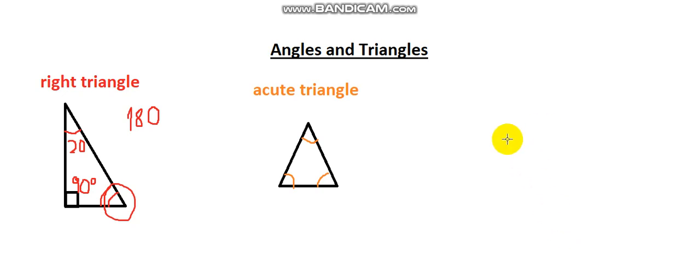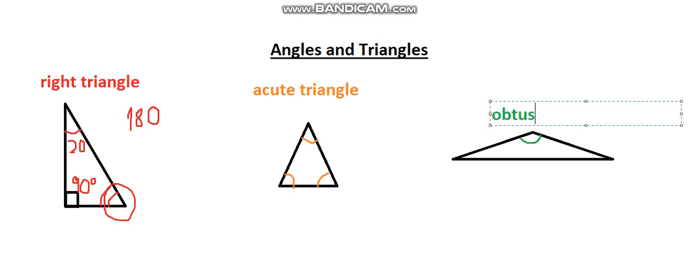Lastly, I have the obtuse triangle. This triangle has one angle that is, as the name suggests, obtuse, meaning that it is more than 90 degrees. It is big. And so here you have the 3 types of triangles based on their angles. A right triangle in Greek is orthogonio, acute triangle is oxygonio, and obtuse triangle is omblygonio.